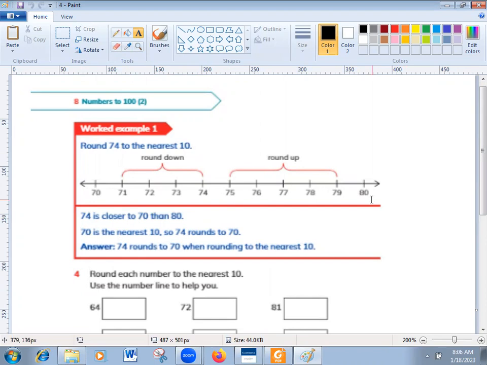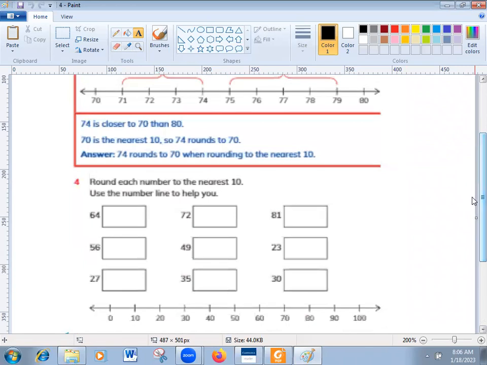So you can keep in mind that if the number is 5 or more than 5, you are going to take the next 10. If it is less than 5, you are going to take the back 10s. Okay, we are going to do the example so that you can understand. Round each number to the nearest 10. Use the number line to help you.